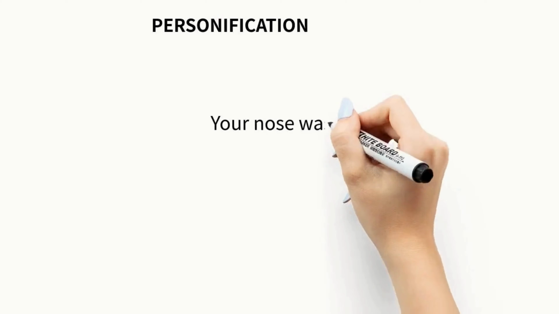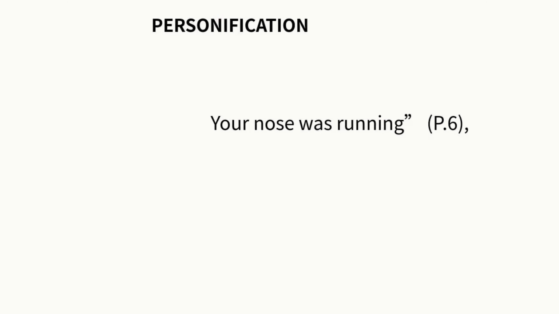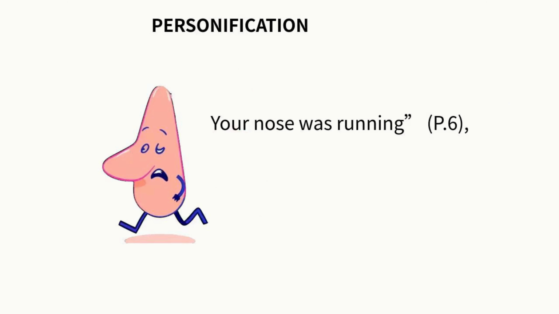Another style used in Act 1, Scene 1 is personification. Personification is whereby the writer gives human qualities to things or ideas. When Montano says your nose was running, that is personification because we know that the nose does not have the ability to run. This makes the story more lively.